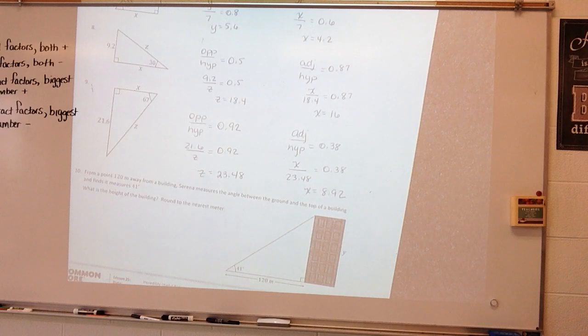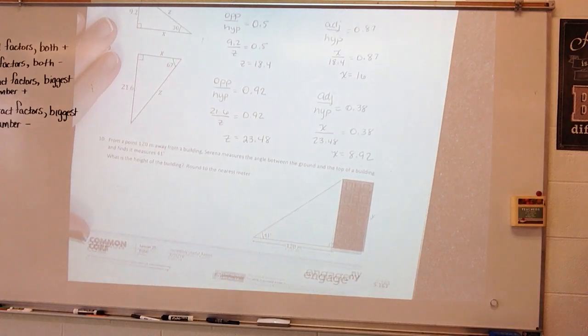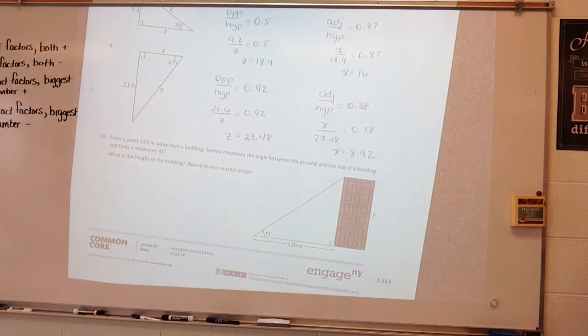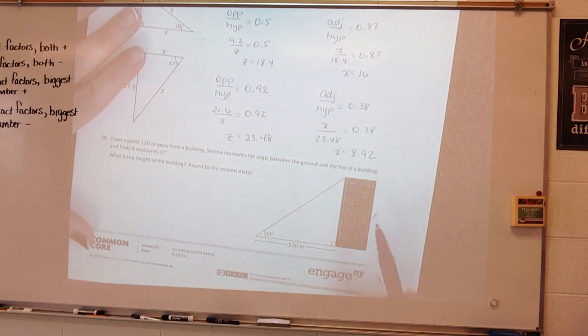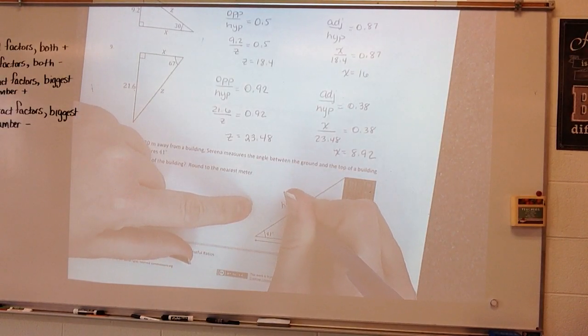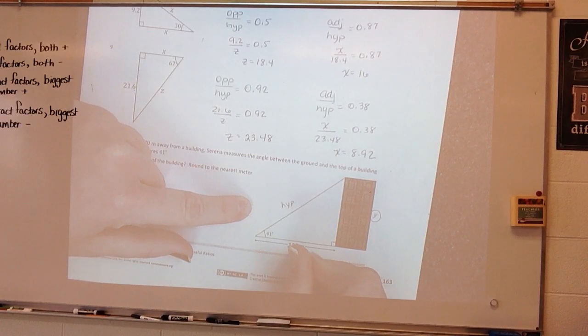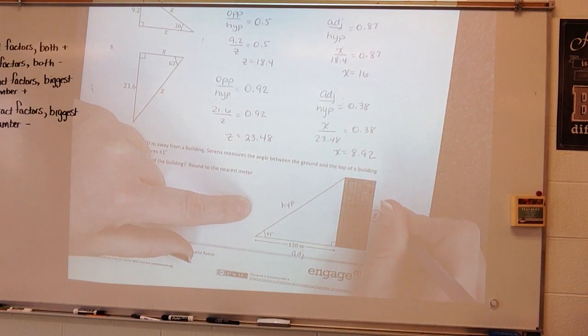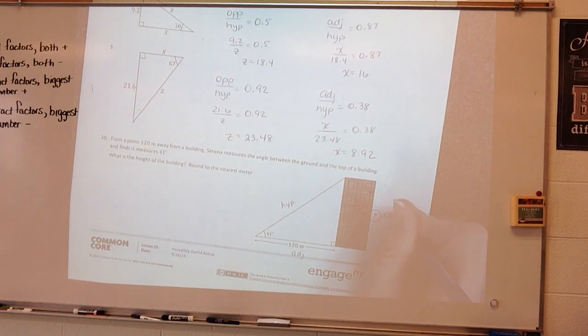Alright, last question. From a point 120 meters away from the building, Serena measures the angle between the ground and the top of a building and finds it to measure 41 degrees. What is the height of the building rounded to the nearest meter? So let's think about this. We're trying to find y. Let's label: this is our hypotenuse, this is our adjacent, and this is our opposite.